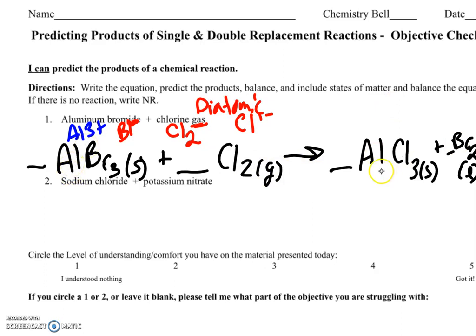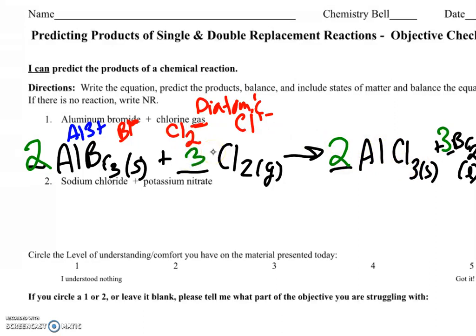1 aluminum, 1 aluminum, that's good. 3 bromine, 2 bromine. Uh-oh, that must mean I'm going to have to go to 6. That's my least common multiple. The smallest number that 3 and 2 both go into is 6. So I'm going to put a 2 out front. That gave me 6 bromine. Now I'm going to put a 3 over here. That will give me 6 bromine. Well, that just gave me 2 aluminum. I need 2 aluminum. That fixes the aluminum problem. Now I've given myself 6 chlorine. Well, look at that. Put a 3 in front, and that will give you 6 chlorine.